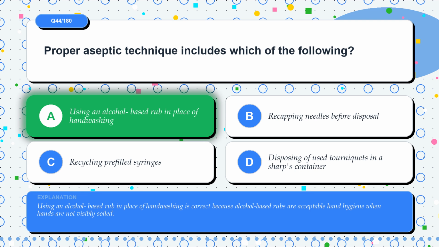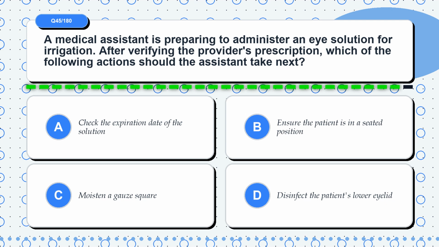Question 45. A medical assistant is preparing to administer an eye solution for irrigation. After verifying the provider's prescription, which of the following actions should the assistant take next? Here are the options. Option A. Check the expiration date of the solution. Option B. Ensure the patient is in a seated position. Option C. Moisten a gauze square. Option D. Disinfect the patient's lower eyelid.